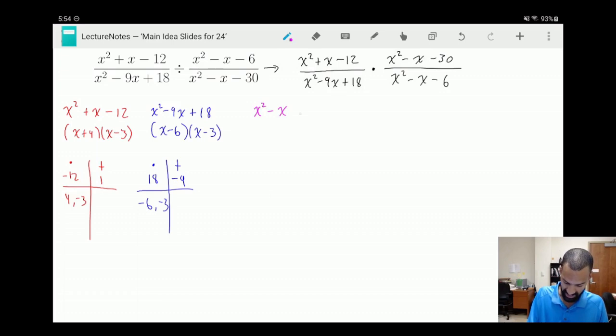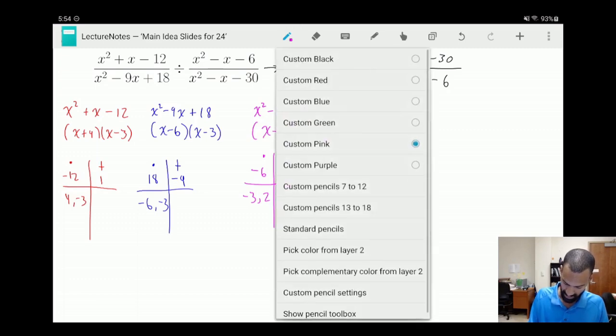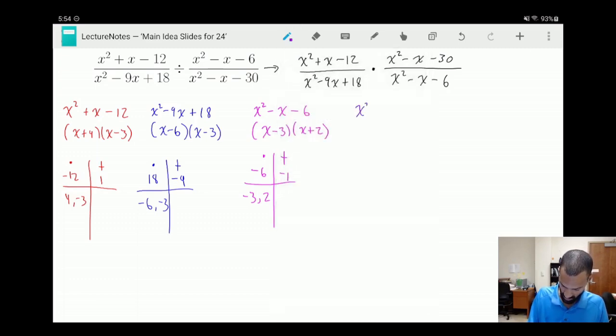X squared minus x minus 6. I need two numbers that multiply together to be negative 6 but add together to be negative 1. That would be negative 3 and 2. So this is going to be x minus 3, x plus 2. And x squared minus x minus 30. I need two numbers that multiply together to be negative 30 but add together to be negative 1, negative 6 and 5. So x minus 6, x plus 5.